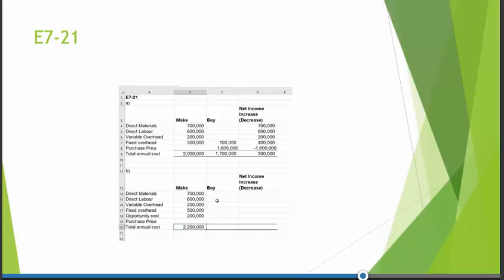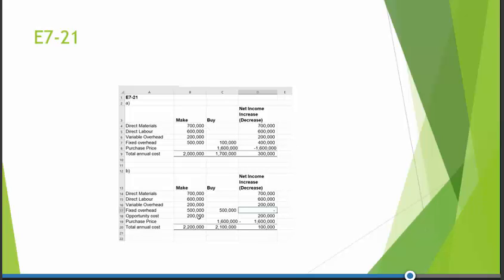In terms of buying, in this case we don't avoid any of the overhead, so we're still going to have to pay the $500,000 in overhead. The purchase price is still $1.6 million, so now it's costing us $2.1 million to buy. So in this scenario, it is still better to buy the item because it's going to cost us $2.1 million to buy, versus $2.2 million to make including the lost opportunity cost, so we would still accept this offer as our income would increase by $100,000.